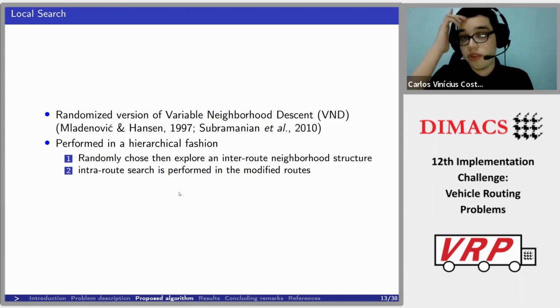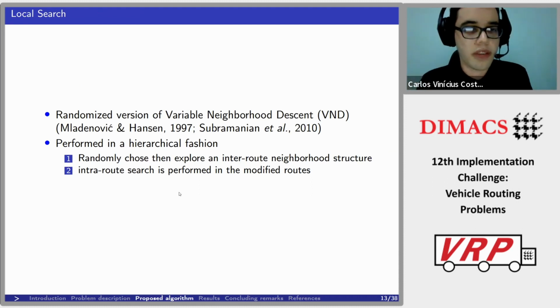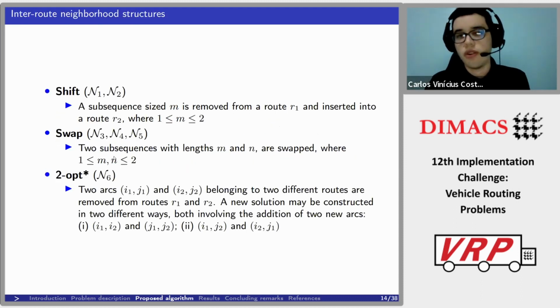The local search procedure, which is one of the main components of ILS, is based on a randomized version of the VND heuristic, and it's performed hierarchically. We start by doing an inter-route neighborhood structure exploration, which involves two different routes. And then after we modify those two routes, we perform an intra-route search, which are moves performed in the same route. And these are the inter-route structures.